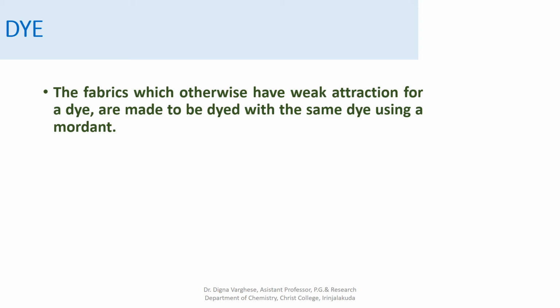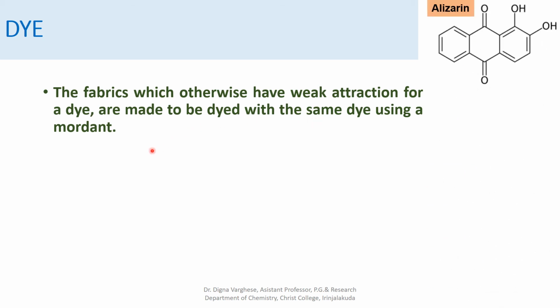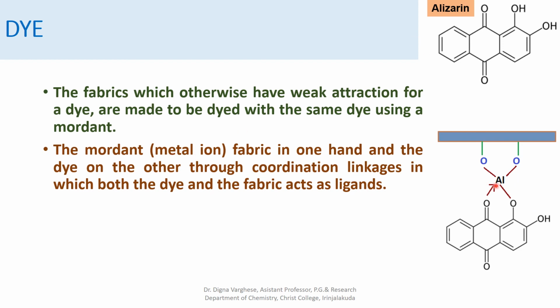Dye. We know a dye is a chemical compound which imparts color to a material. Fabrics which otherwise have weak attraction for a dye can be dyed with the same dye using a mordant. A mordant is a metal ion. Here alizarin is a mordant dye which cannot be applied directly to the fabric. So by the use of a mordant, that is a metal ion, here aluminum acts as the metal ion which is attached to the fabric on one hand and the dye on the other hand through coordinate linkages, in which both the dye and the fabric act as ligands.